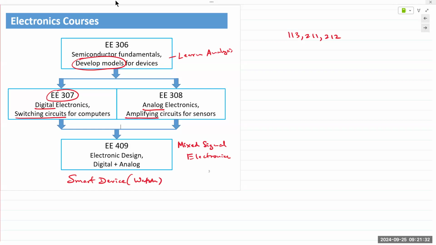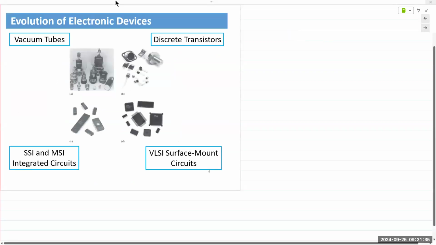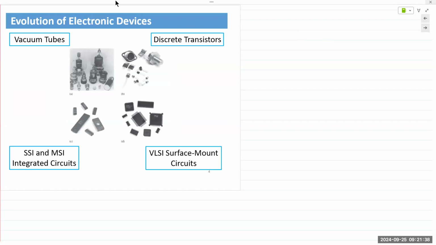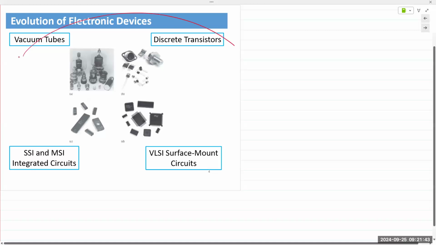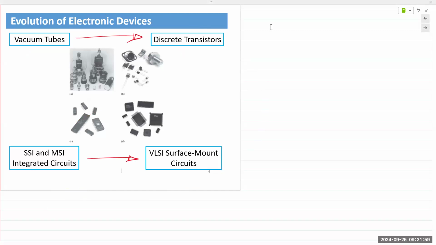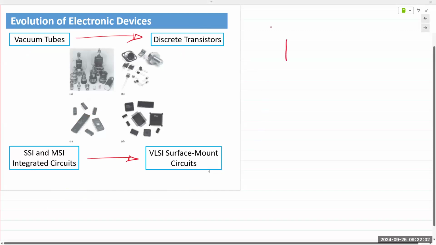Okay. All right, so the absolute first electronic device was the vacuum tube diode. On here, I have this evolution. It goes from vacuum tubes to discrete transistors, and then to SSI and MSI circuits, and then VLSI circuits. But the absolute first device was a vacuum tube diode. So you had this kind of glass tube and an electrode inside it.